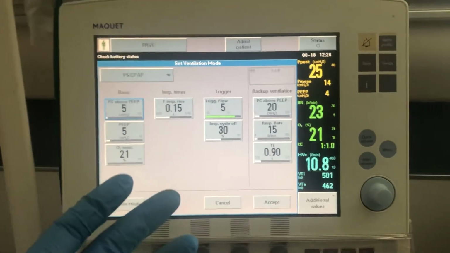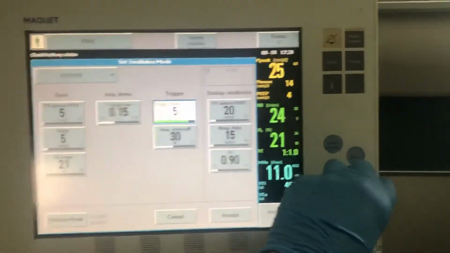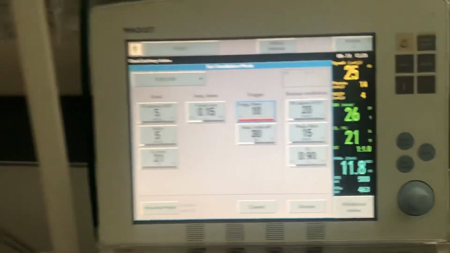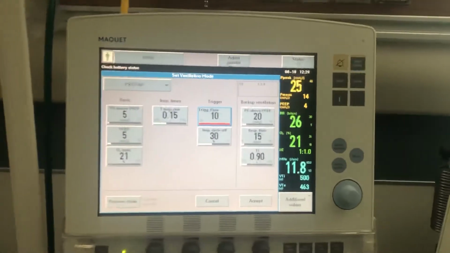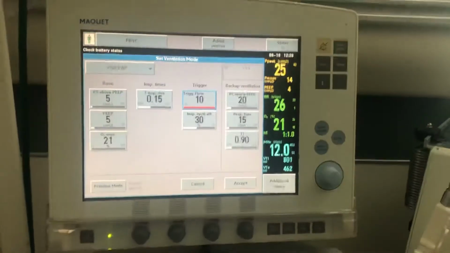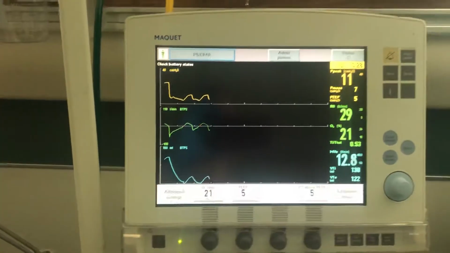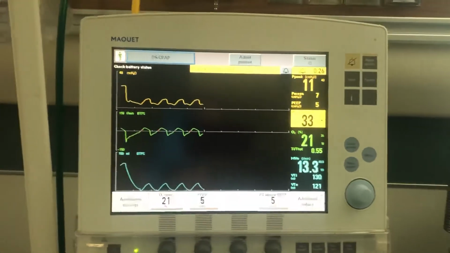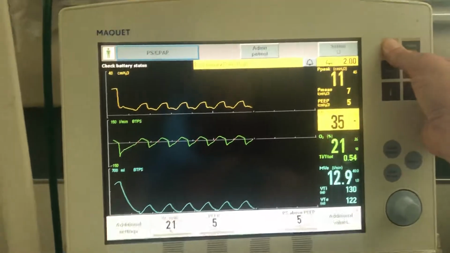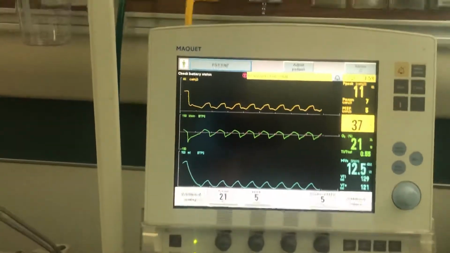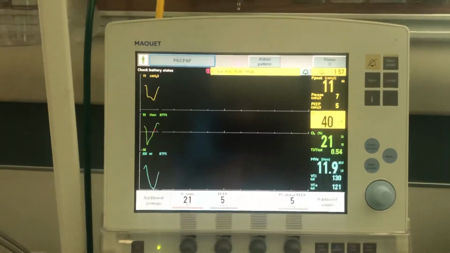For this example, I'm actually going to turn up the trigger flow so that I don't have to walk over and mess up my video. Everything else remains the same, and I'm going to punch accept. And this is what it will look like whenever the patient begins to start breathing, okay?